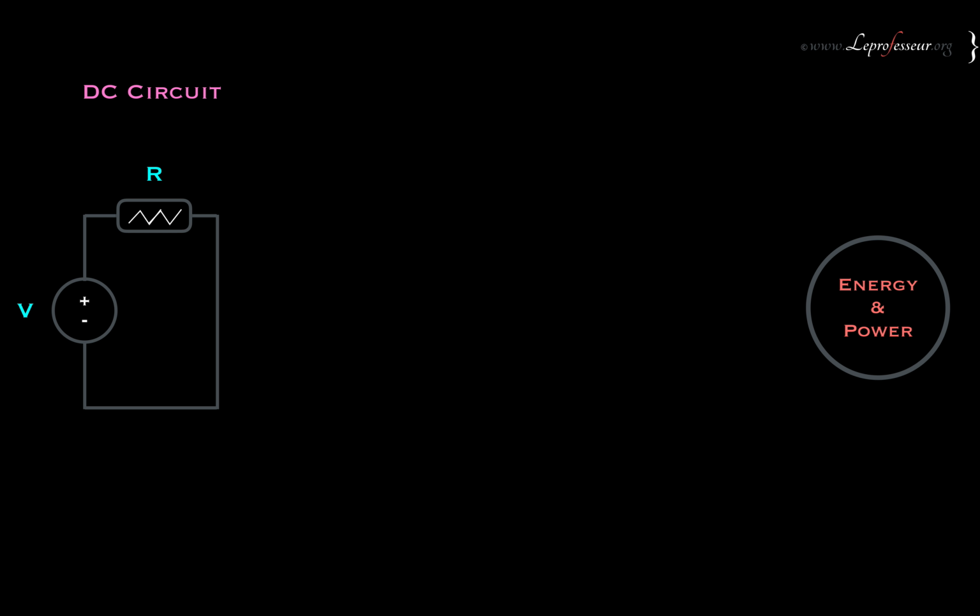Now let's talk about the DC circuit. So far we were talking about AC. Now let's talk about the DC circuit. This is a DC voltage source, and the resistance.